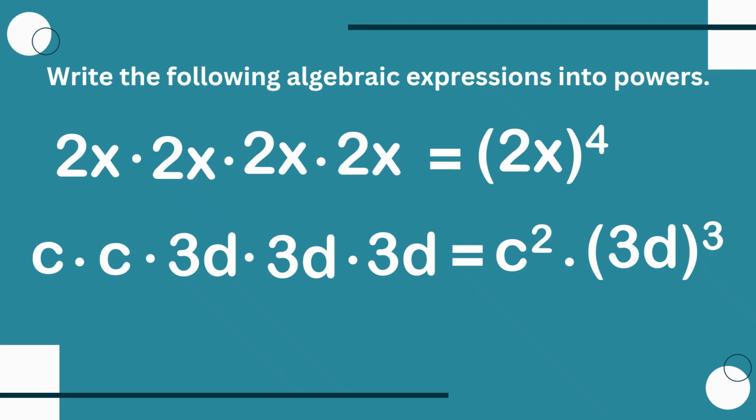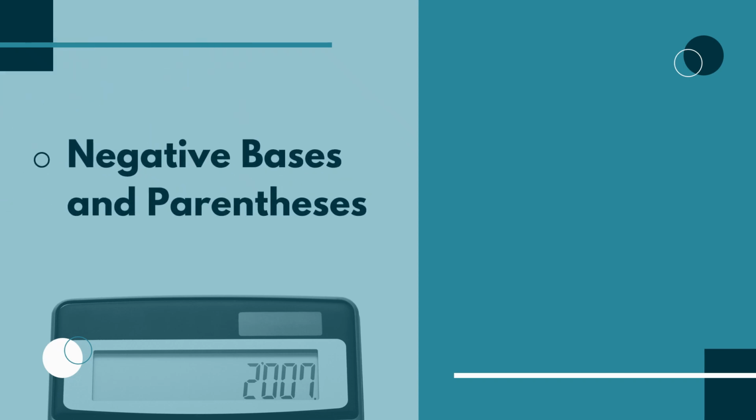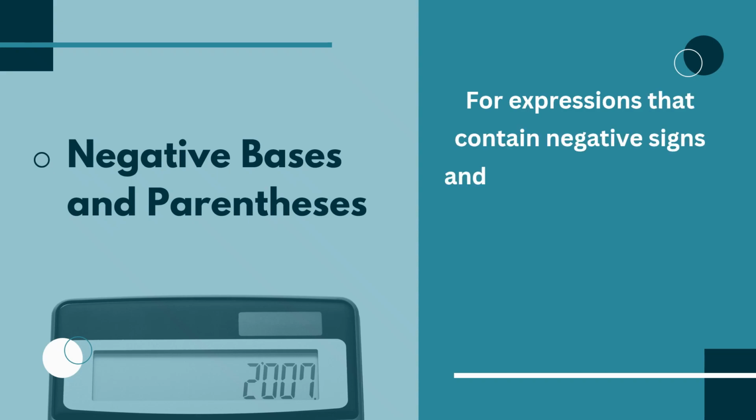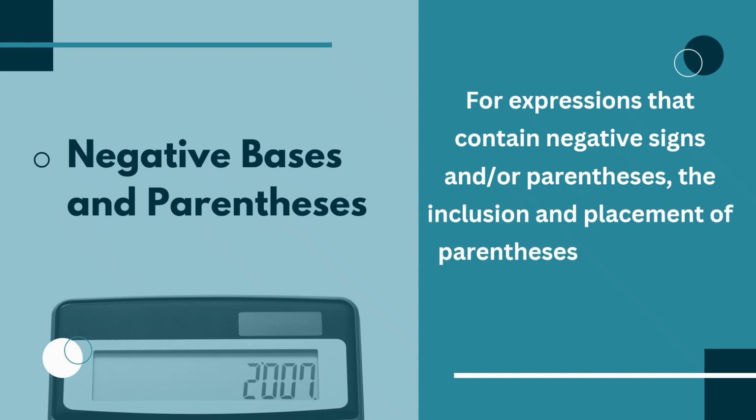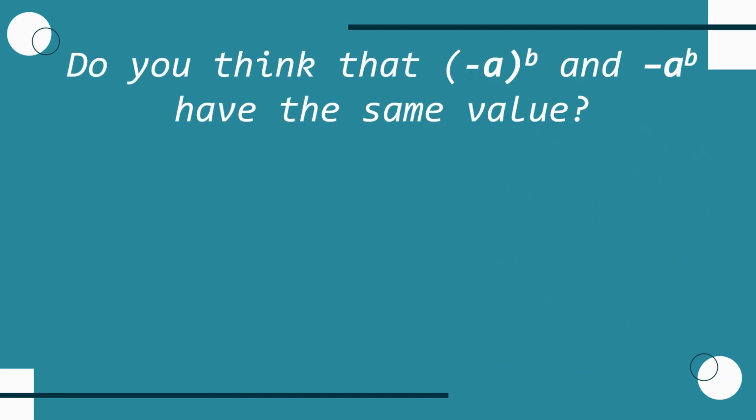Next, we're going to discuss negative bases and parentheses. For expressions that contain negative signs and/or parentheses, the inclusion and placement of parentheses can result in distinct expressions that have different values. For example, do you think that the quantity negative a raised to the exponent of b and negative a raised to the exponent of b have the same value?